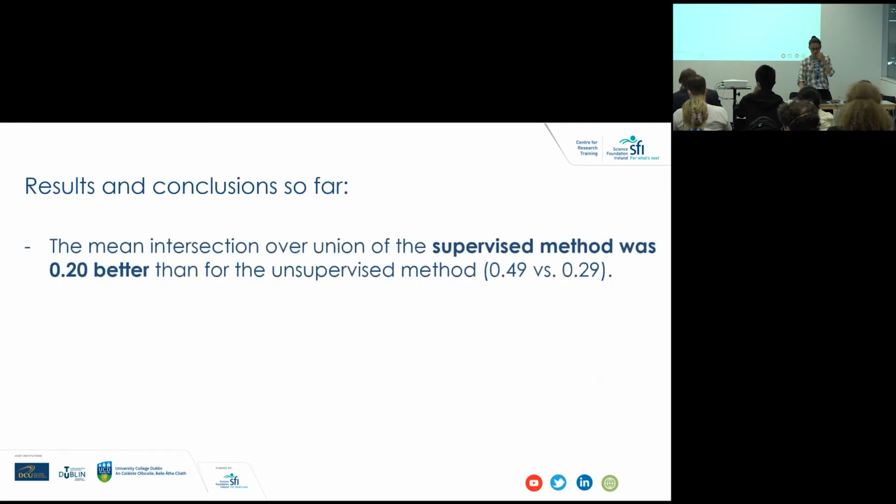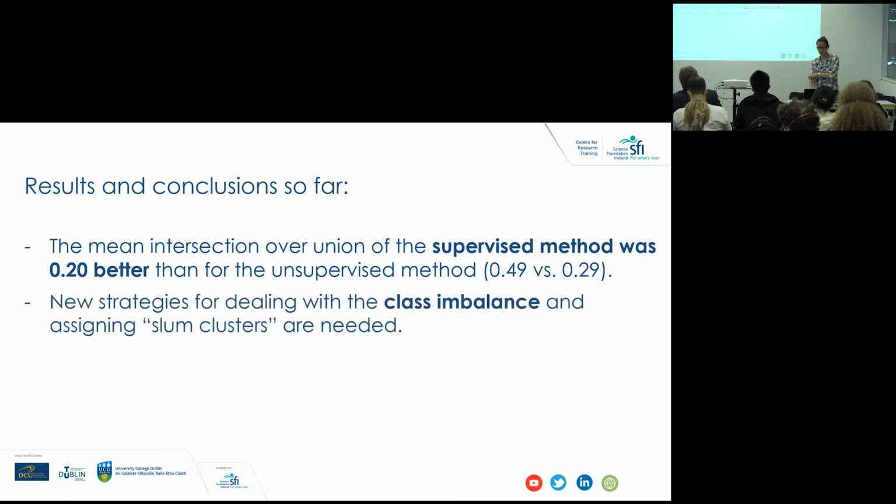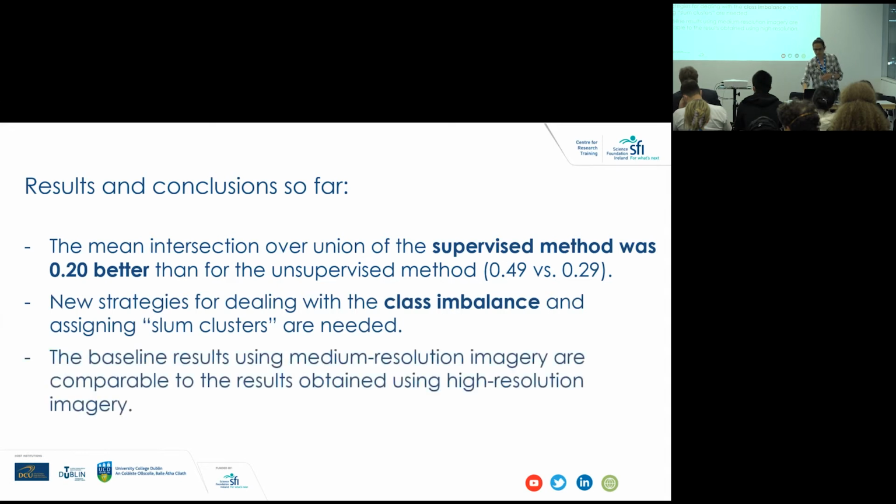And then the results show that the supervised method on average performed better. The supervised method actually performed better than the unsupervised method. And in the future, we want to try new strategies for dealing with the class imbalance and also assigning the slum clusters. And as well, we also noticed that the intersection over union that we obtained using medium resolution data is kind of comparable to the results that were obtained in the literature using high-res imagery.